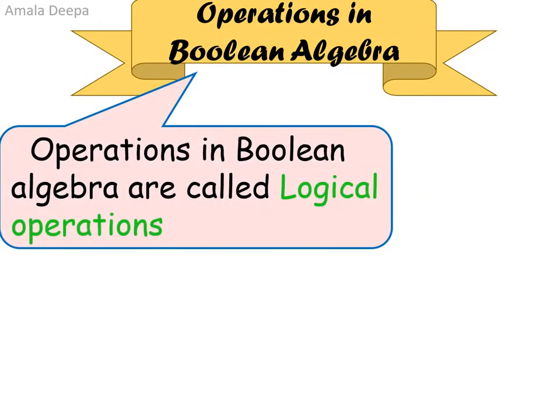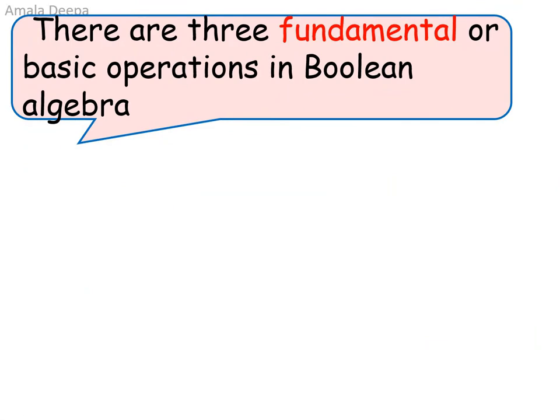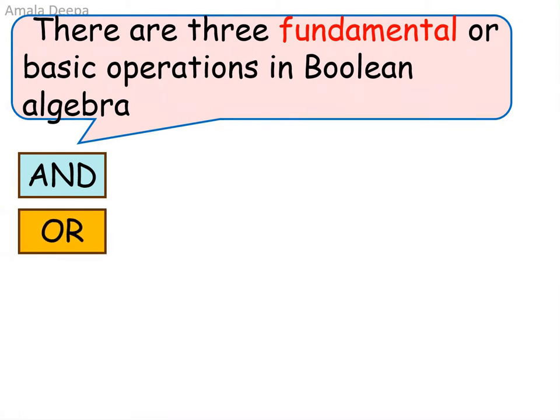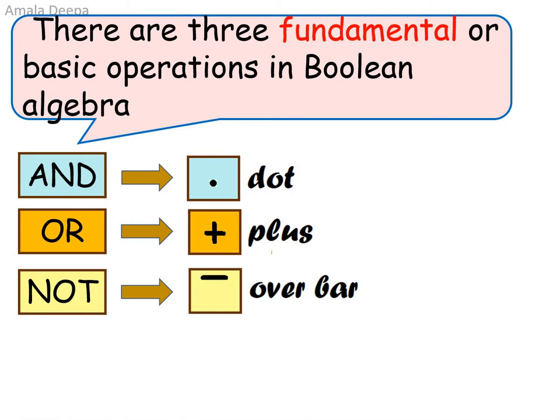Operations in Boolean algebra are called logical operations, and the expressions formed with logical operations are called logical expressions or Boolean expressions. There are three fundamental or basic operations in Boolean algebra: AND, OR, NOT. AND operation is represented with a dot symbol, OR operation with a plus symbol, and NOT with an over bar.